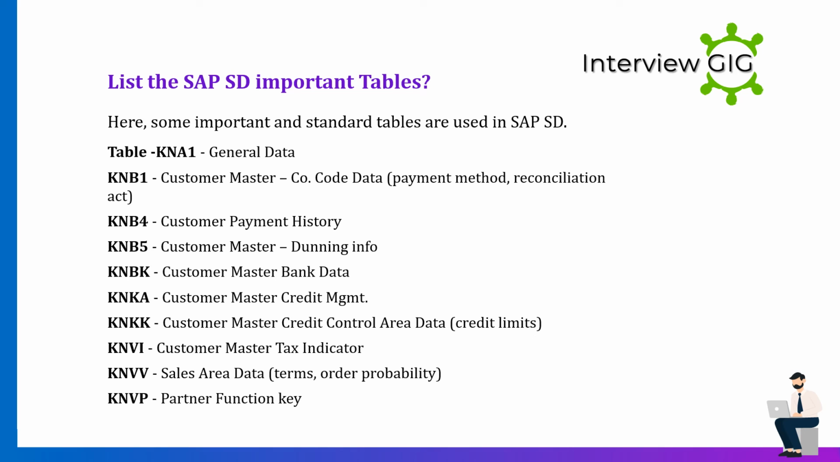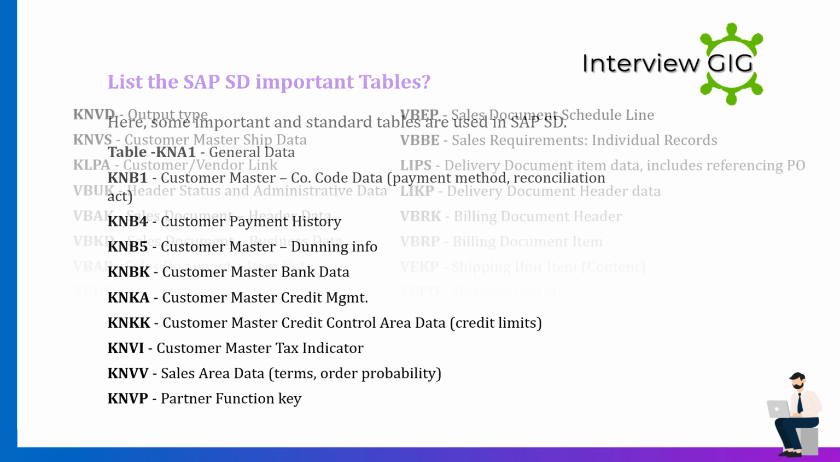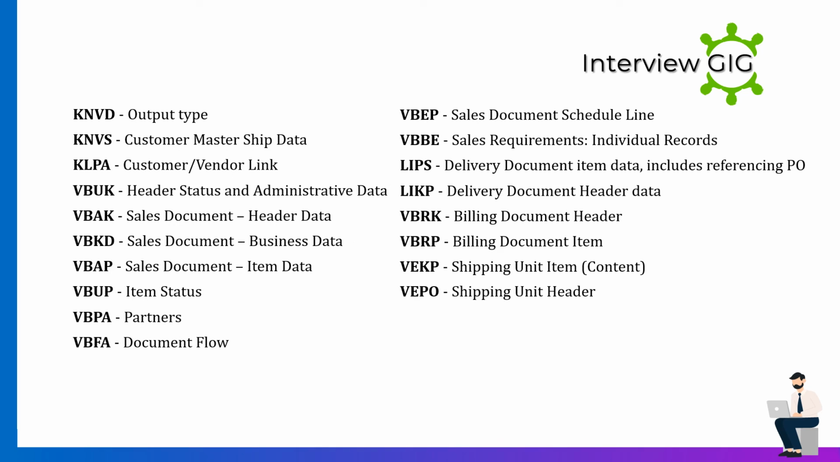Table KNA1 General Data. KNB1 Customer Master, Company Code Data. KNB4 Customer Payment History. KNB5 Customer Master, Dunning Info. KNBK Customer Master Bank Data. KNKA Customer Master Credit Management. KNKK Customer Master Credit Control Area Data. KNVA Customer Master Tax Indicator. KNVV Sales Area Data. KNVP Partner Function Key. KNVT Output Type. KNVS Customer Master Ship Data.